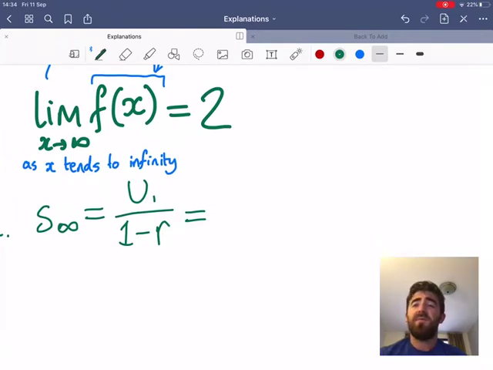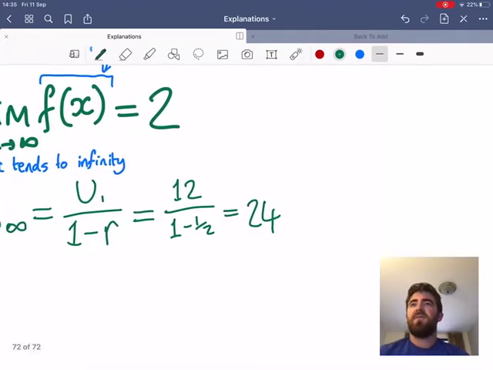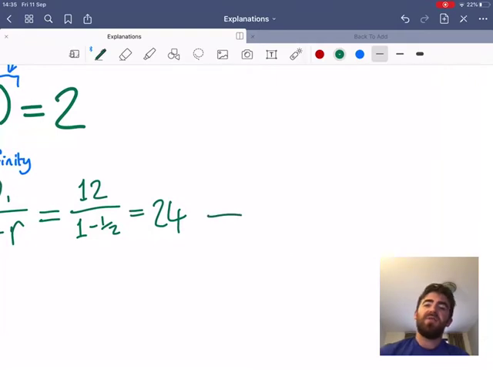We have this formula, u1 over 1 minus r, and your knowledge might be limited to how to use that formula. So we plug it in, 12 over 1 minus a half, which is 12 over a half, which is 24. So the sum of infinitely many terms in that geometric sequence would be 24.